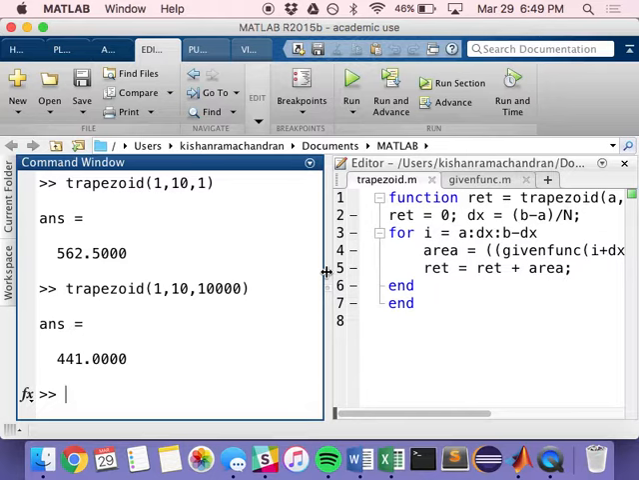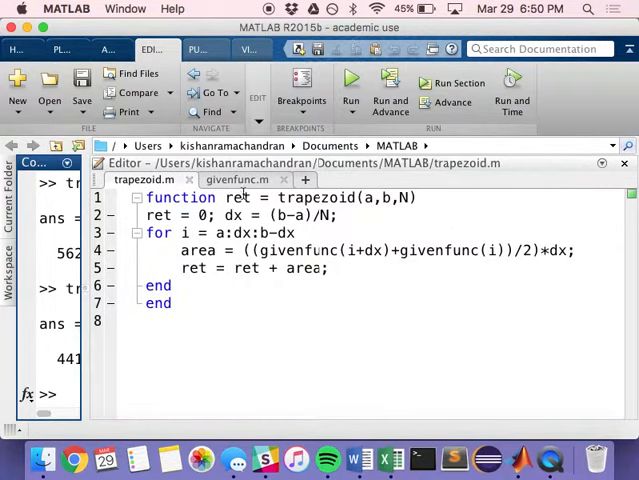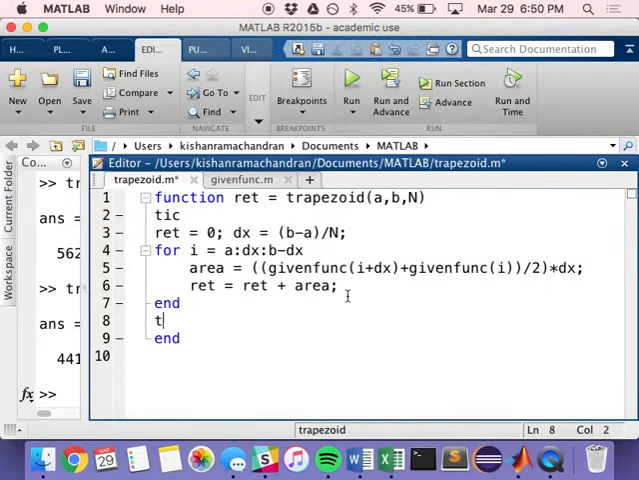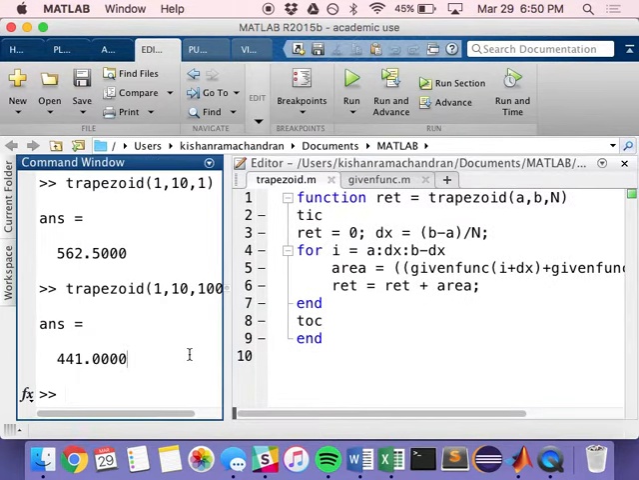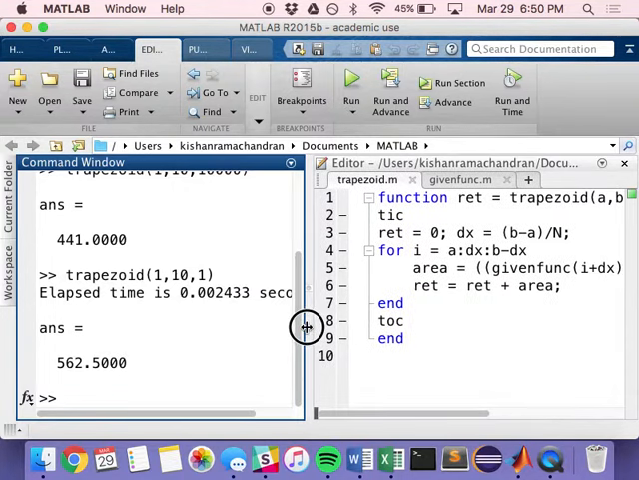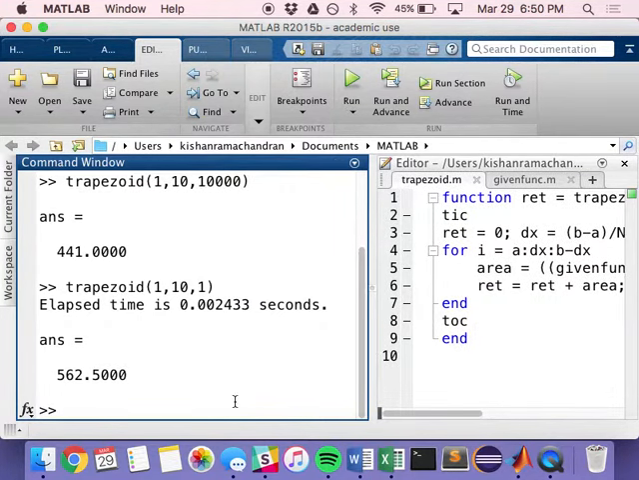I don't know if this is pertinent right now, but is there a way to output your computation time? Yes, I was going to show you that right now. It's called tic and toc. It's this funny little function. Tic here, toc here. That's it. So now, let's do the 1. Elapsed time is that many seconds. And then I do 10,000. And there's your difference.